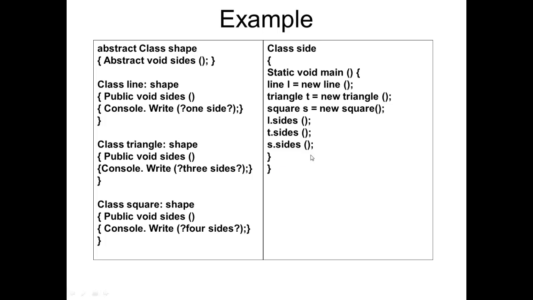So let's have a look. On the right hand side we have a class Program where we have defined our main function, and now we are creating three objects: Line L equal to new Line, Triangle T equal to new Triangle, Square S equal to new Square. And we are calling the sides method of the respective object: L.sides, T.sides, and S.sides.